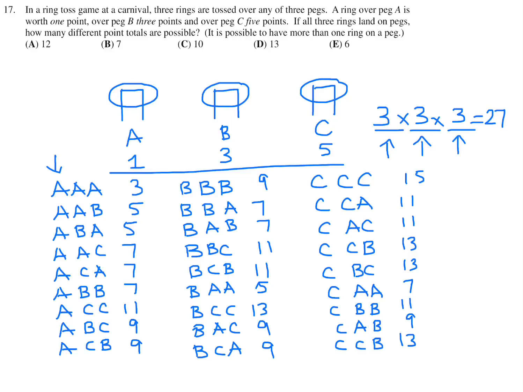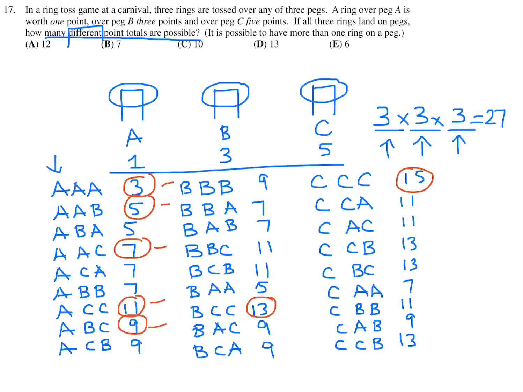So what is the question asking? It's how many different point totals are possible. Not how many point totals, how many different point totals. So the point totals are 3, 5, 7, 9, 11, 13, and 15. I think those are the only unique ones. 3, 5, 7, 9, 11, 13, and 15. So 1, 2, 3, 4, 5, 6, 7 different possible point totals. So therefore the answer is B.